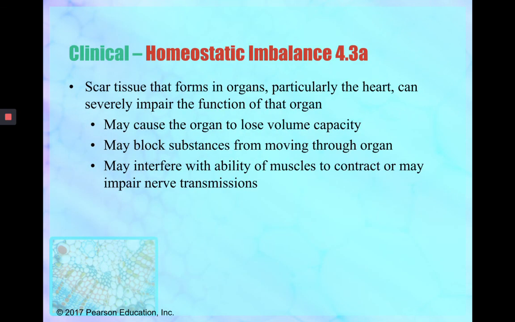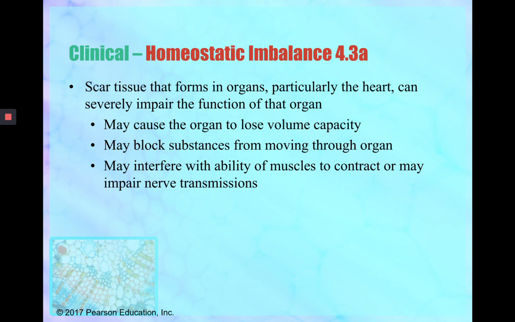A quick clinical or homeostatic imbalance I want to mention is that scar tissue or fibrosed tissue can also form in organs, and if it forms in areas like the heart, it can impair the function, so myocardial infarction can be dangerous. It can reduce heart function, or it can cause death if enough of the heart is damaged. It causes the heart to lose volume capacity, because fibrosed tissue does not contract like cardiac muscle tissue, and that could cause substances to be blocked from moving through the organ. And the organ isn't as important as the heart. That's very dangerous. And it could have impaired nerve transmissions.